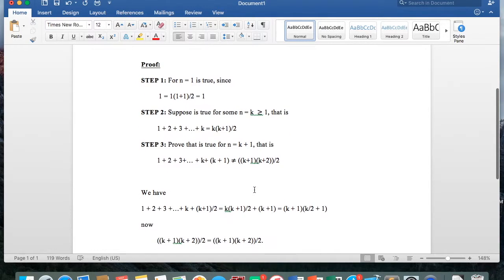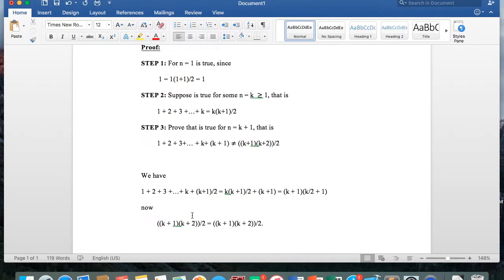Now this is where you will have to substitute your k plus 1 into the equation that you received from step 2. That is, you're going to have k plus 1 times (k plus 2) divided by 2 equals k times (k plus 1) divided by 2 plus (k plus 1). And when you simplify the mathematics, you should receive (k plus 1) times (k plus 2) divided by 2 equals (k plus 1) times (k plus 2) divided by 2 on both the left-hand side and the right-hand side.